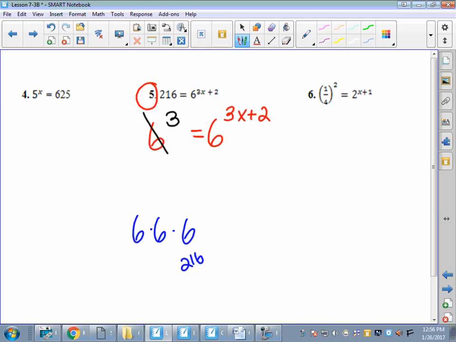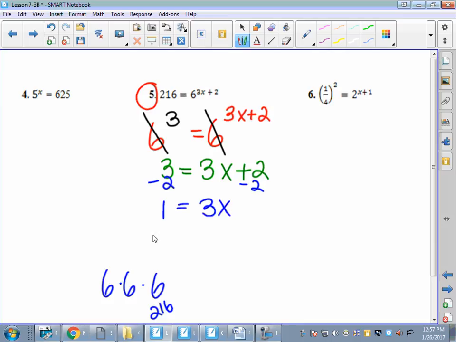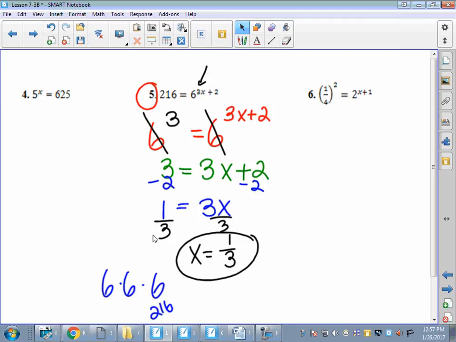Now that I've got my common bases, I can cross those guys out, solve this equation. Is it okay to get a fraction as an answer? Sure, why not, right? Move that down. So I'm going to solve this. I'm going to minus 2. So 1 equals 3x. Divide both sides by 3 to get the x by itself. So I'm going to end up with a 1/3 for my answer. In other words, if I put a 1/3 in for that x and did the math, 6 to that power, I should get myself a 216.